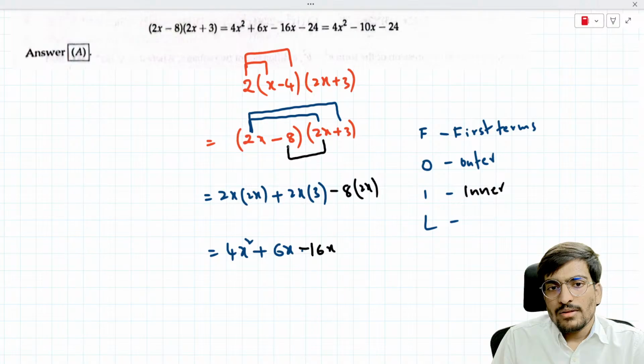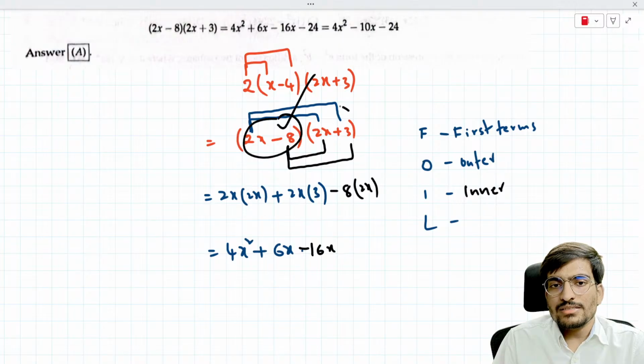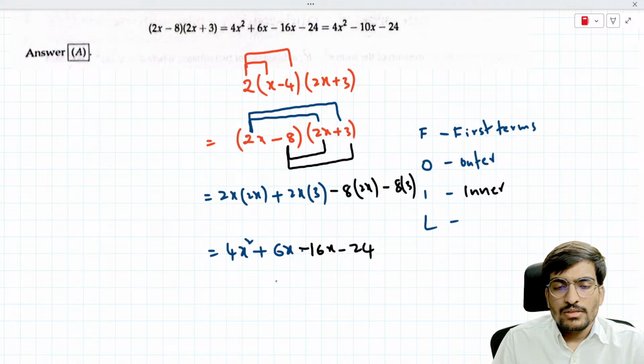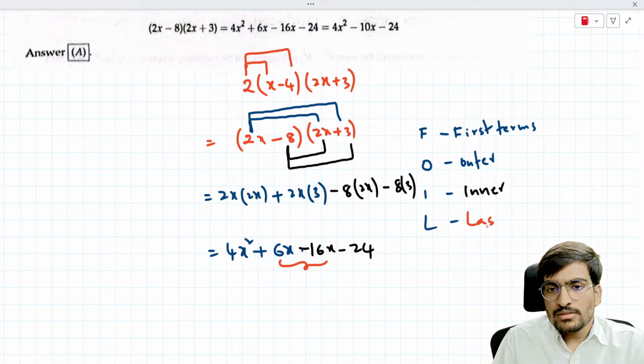And now last. Minus 8 and 3 are the last terms. In this expression, minus 8 is the last term. In this expression, 3 is the last term. So I am going to multiply last terms. That is negative 8 times 3, which is negative 24. So now we have to add up these terms. So this is the last one, last terms. So we have to use this method to solve this.